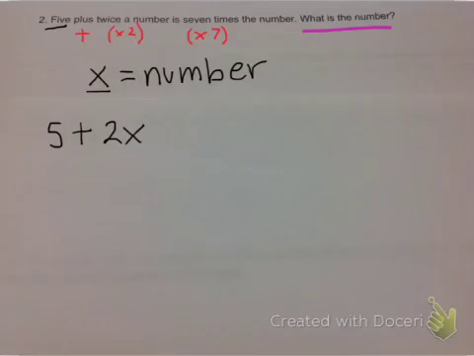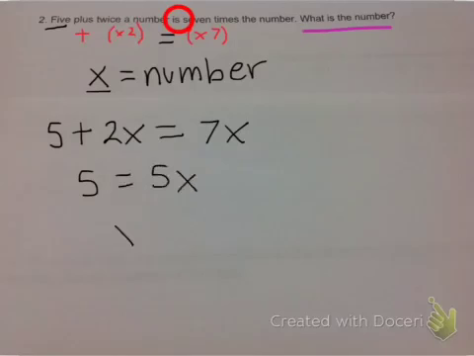This is a really important word to know. Whenever you see is, that should tell you to write an equals sign. So 5 plus twice a number is 7 times the number. So 7 times x. What is the number? So now all I need to do is solve for x. I am going to subtract 2x from both sides and divide by 5, and I get x equals 1.